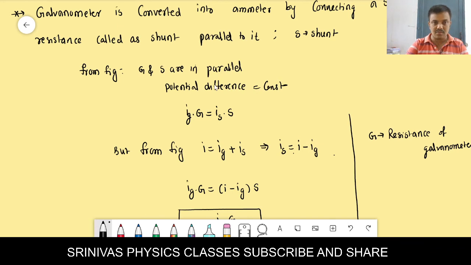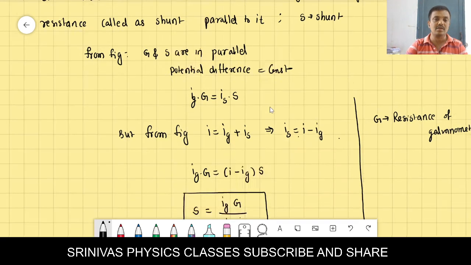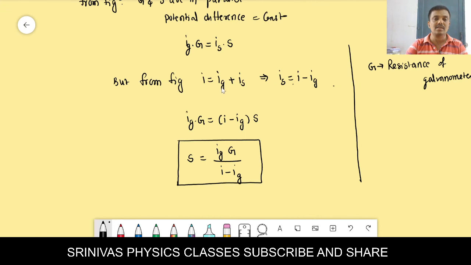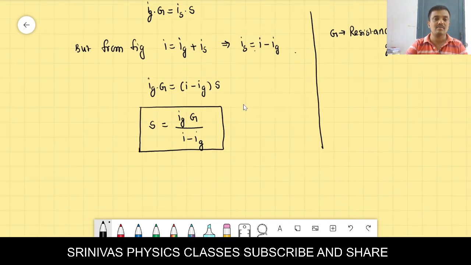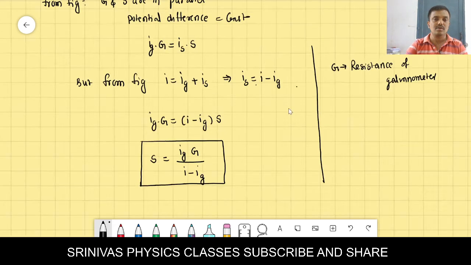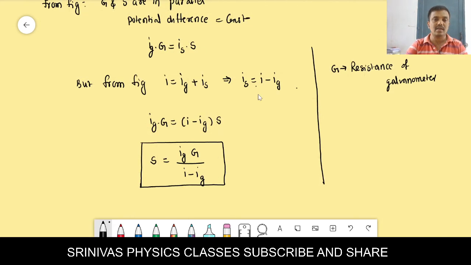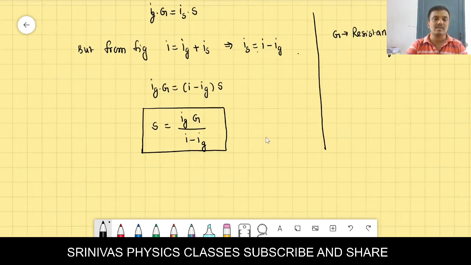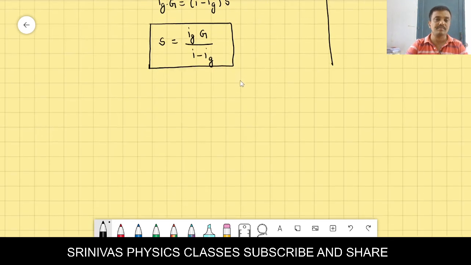Here G and S are in parallel, galvanometer and shunt resistance. That's why the potential difference across the galvanometer and shunt is the same. Potential difference across the galvanometer is current through the galvanometer into resistance of the galvanometer. Potential difference across the shunt is current through the shunt into shunt resistance. Then we write I is equal to IG plus IS. From that, IS equals I minus IG. Then IG G is equal to IS S, but IS is I minus IG, into S. Then from this we got this equation.